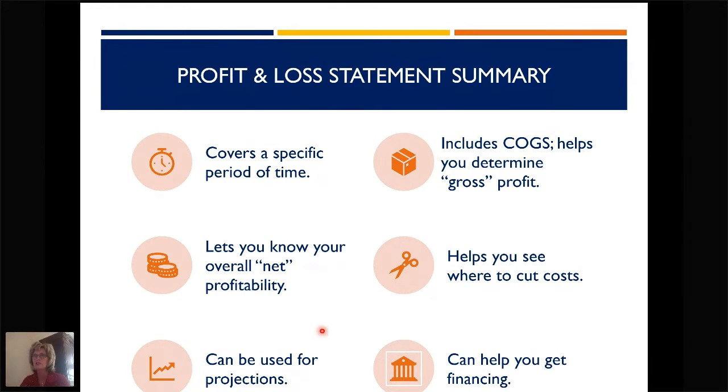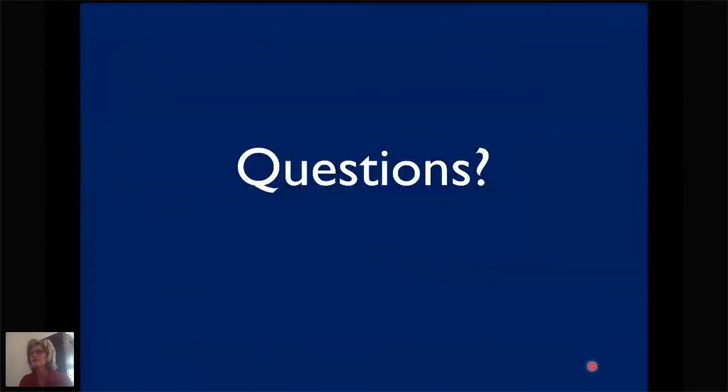Can be used for projections. And again, let's look at a couple different projection scenarios. And it can potentially help you get financing. Real world scenarios I gave you, my 2 businesses in Douglas are looking for financing, and we are working on projections. We have their historical P&L, but we're also working on projections. So let's pause here for a moment. Questions. You can either click on the Ask a Question at the bottom, or you can put something in the chat. Any questions about what we've talked about so far?